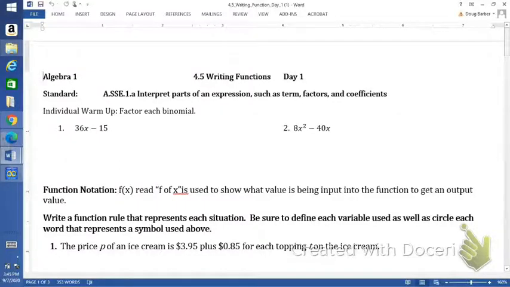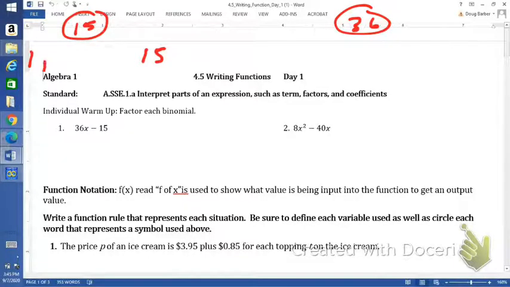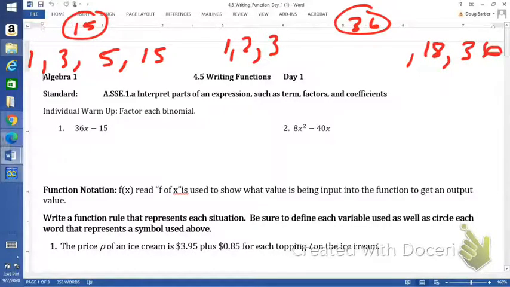So there's two terms. Let's write down the numbers for each of those terms. So 15 and 36. And then the factors. So the factors of 15, 1 times 15 and 3 times 5. For 36 we have a bunch. We have 1 times 36, 2 times 18, 3 times 12, 4 times 9, and 6 times 6. What's the greatest common one between those two?